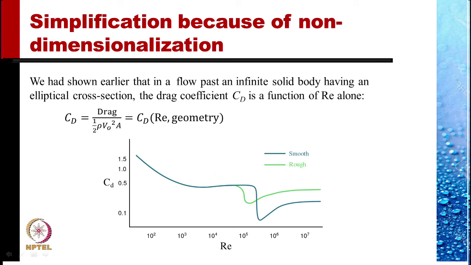But the point to note here is that we have simplified. So instead of expressing the drag as a function of a number of independent parameters, we now write a drag coefficient as a function of one single number, Reynolds number, which is a non-dimensional group of parameters, and the geometry.